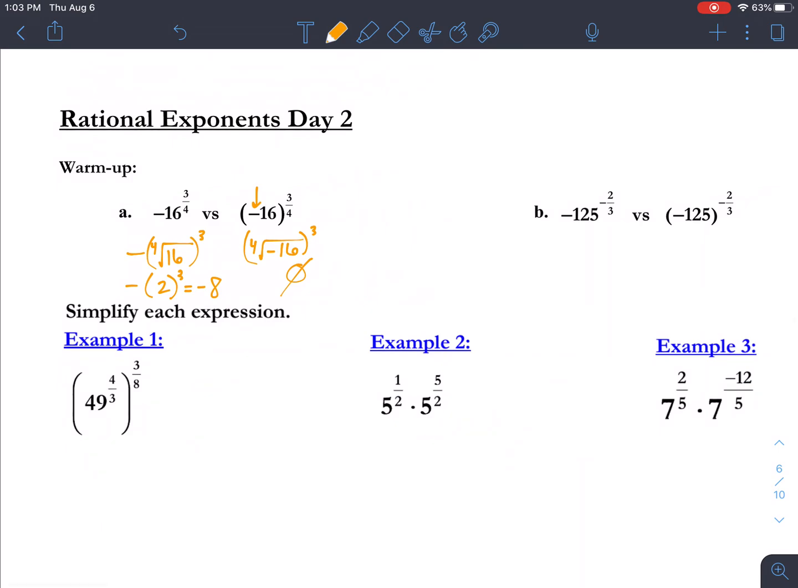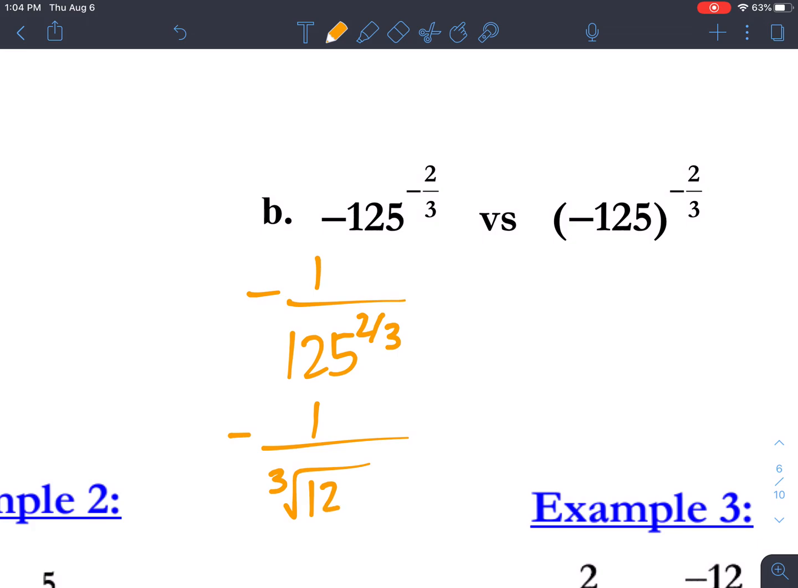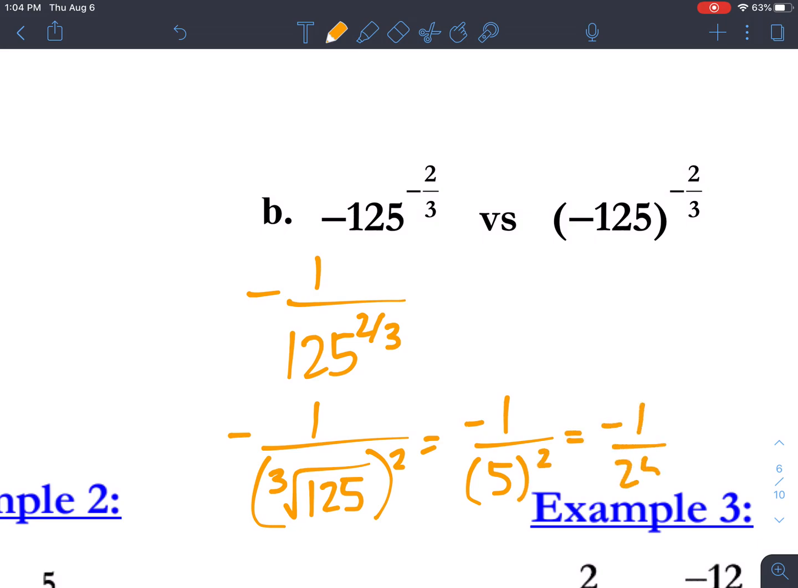Okay, now take a look at this next one. This one's a little different. Okay, again, if you want to pause, try it out, and then we'll come back. So take a look at negative on the outside, so I'm just going to leave it. Negative 2/3 power, that means I'm going into the denominator here to the 2/3. 2/3, again, just means what's the cube root of 125? What three things multiply to 125? 5 times 5 times 5. Take 5, and we're going to square it. So this would be negative 1 over 5 squared, which is negative 1/25.